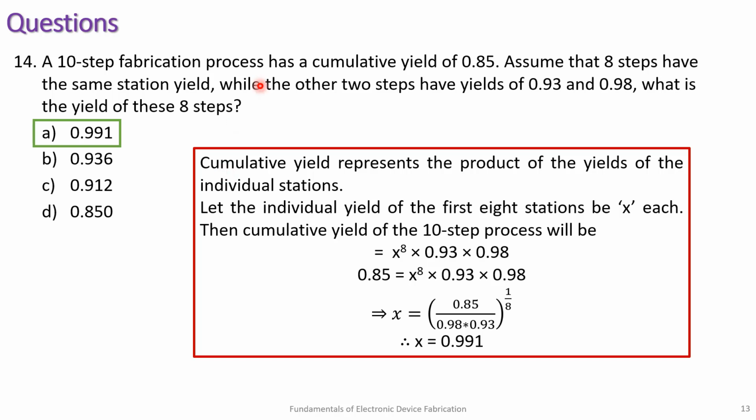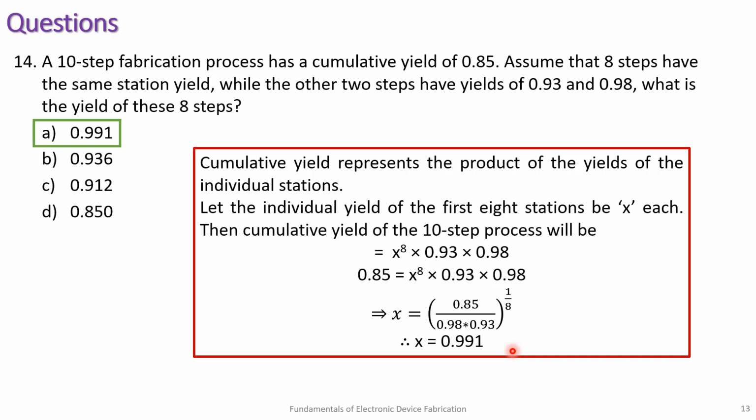So basically the total cumulative yield of 0.85 was given, and then the final two steps of 0.93 and 0.98 are also given. Then there were 8 other stations, but all those stations had the same value. That is why we take x power 8. And finally we calculate the value of x. So we get 0.991. So is it clear?